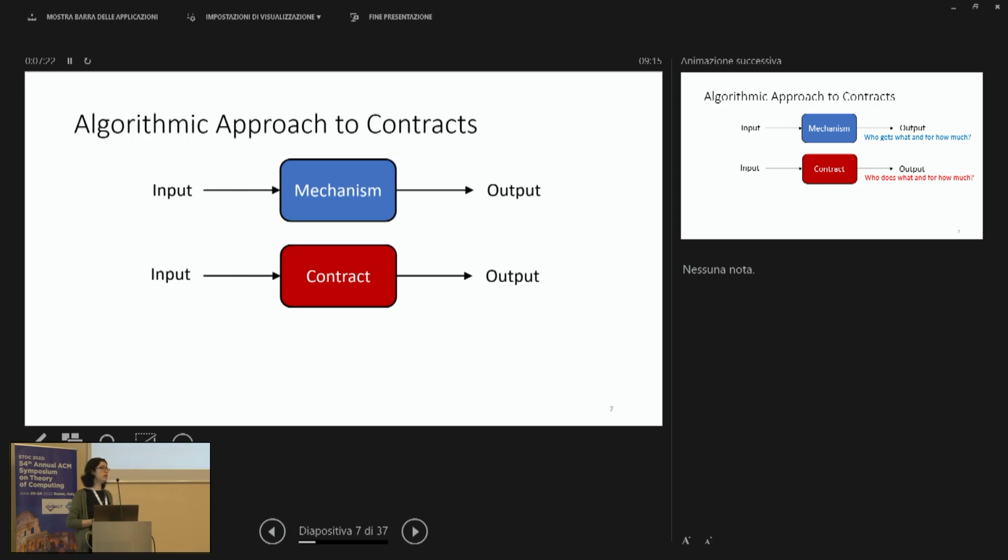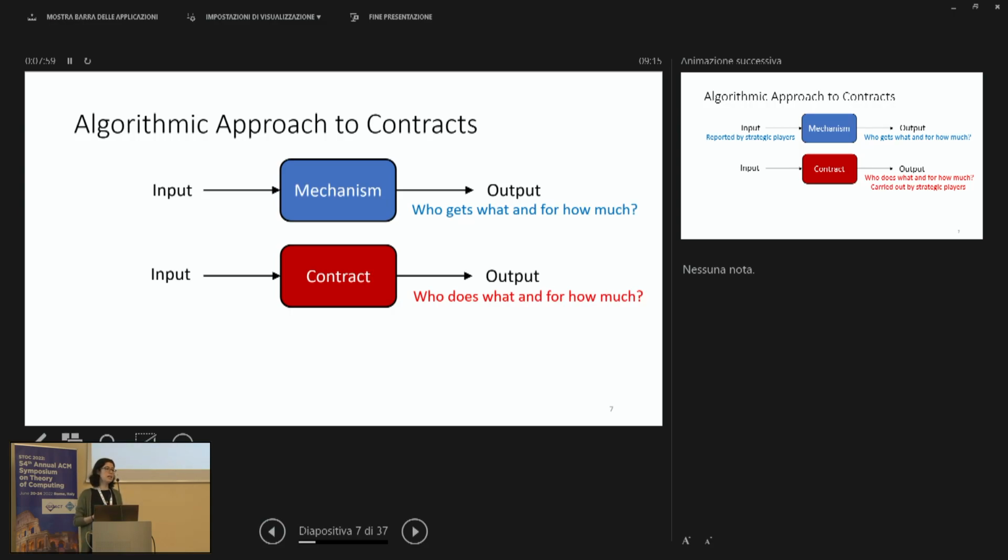A mechanism or a contract is just a type of algorithm which has an input and an output. The mechanism's output is usually about resource allocation: who gets what and for how much. A contract's output is going to be similar, but about efforts: who does what and for how much. You can think of it as a kind of mechanism for allocating efforts.